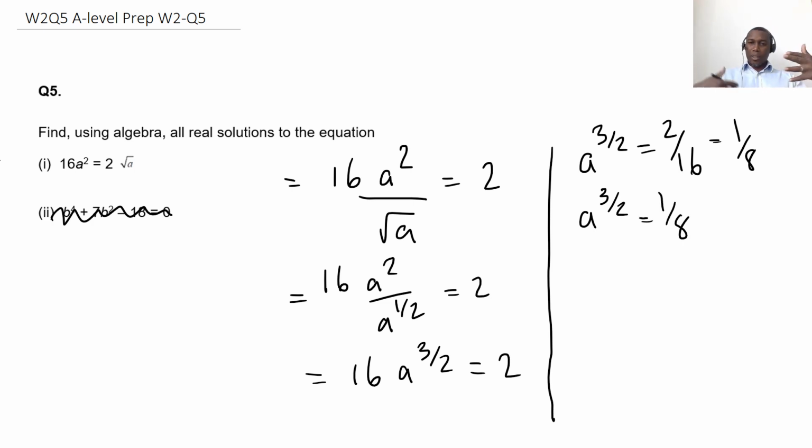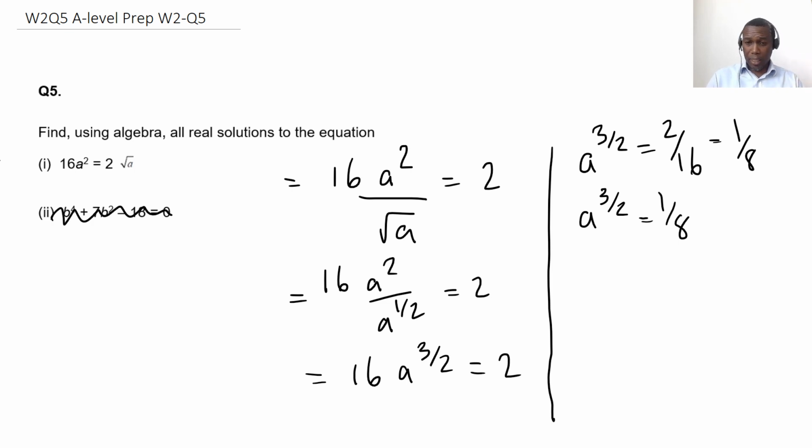And then now I've got to do the reverse of the powers. So this is telling me, remember, this is square root. So the opposite of square rooting is squaring both sides. Because what this is saying is the square root of a cubed is 1/8. That's what it's saying. The square root of a cubed is 1/8.